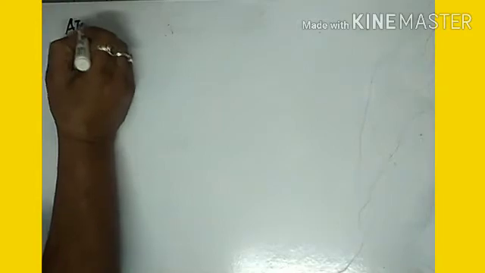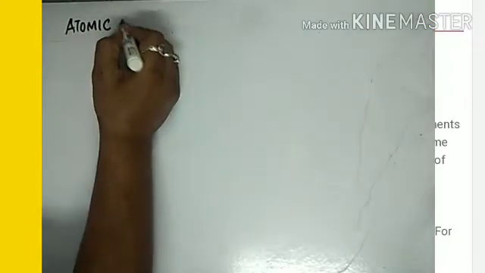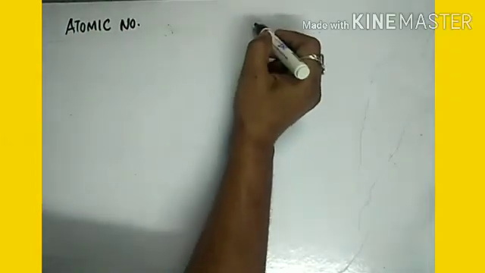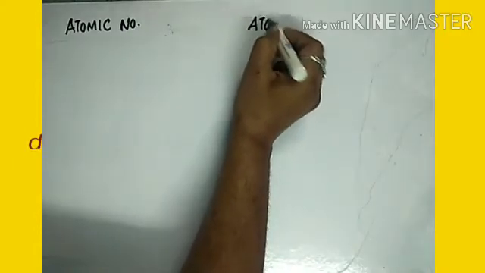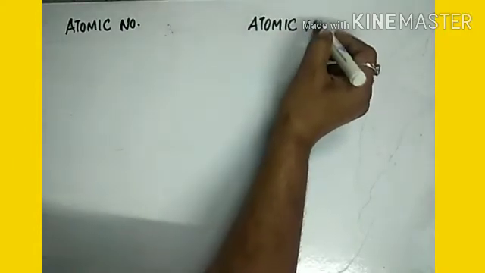Hello, my dear students. So today we will discuss the first topic, that is atomic number and atomic mass. Let's see what is atomic number and atomic mass. Here I am writing atomic number, and here we have atomic mass.